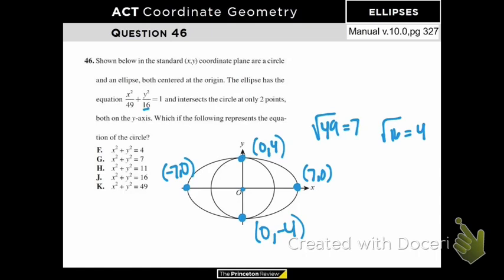And so I know that this distance right here is 4. So when I set up my equation for a circle, I know it's going to be x squared plus y squared equals 4 squared, or x squared plus y squared equals 16. So my answer for this one is J.